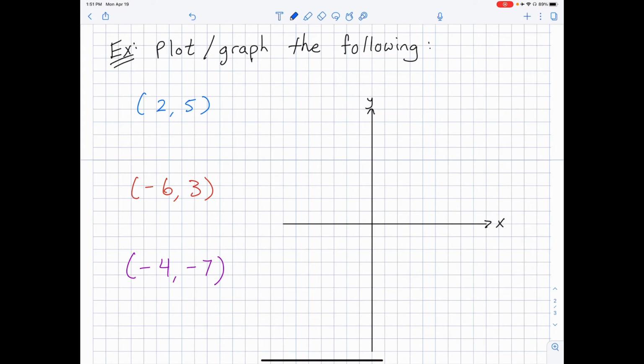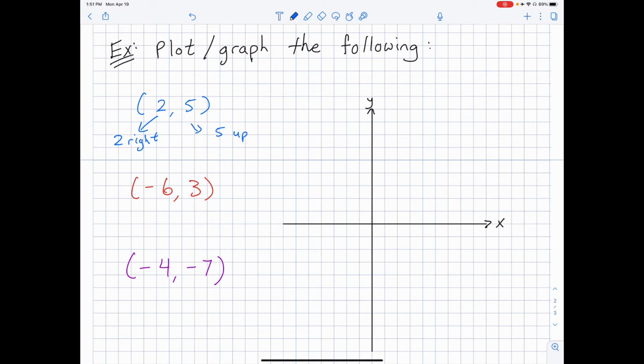All right, so let's take a look at some examples here. So let's say we wanted to graph 2, 5. All right, so we're going to draw this one in blue. So again, if they say to plot or to graph, it means the same thing. So first of all, 2, 5. We start at 0, 0, which is always the center of the graph. And then we take a look at 2. Remember, 2 is the x coordinate, so that tells us to go 2 to the right. And the 5 tells us to go 5 up.